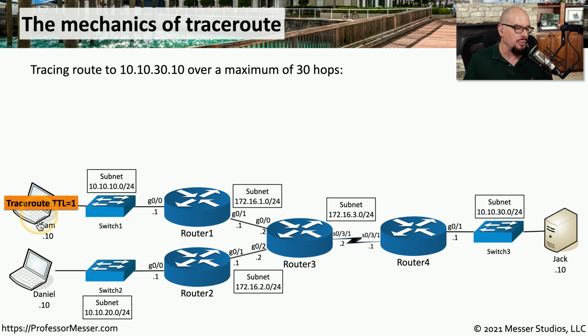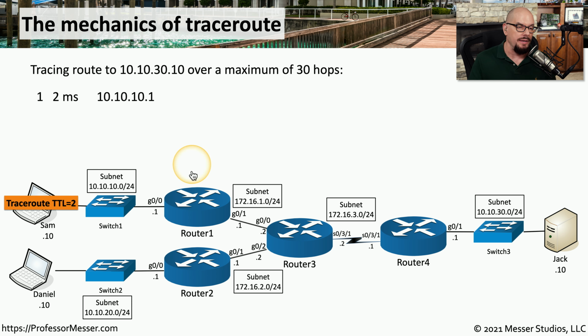The first thing that Sam's workstation does is set a traceroute with the time to live equal to 1. That means as this packet goes out to the first router, that router decreases the time to live by 1, therefore exceeding the time to live. When time to live hits 0, it sends back a message saying the TTL has been exceeded. Sam makes a note that it has received a TTL exceeded from this router and puts a note that 2 milliseconds of response time it received the first route of 10.10.10.1, which is the IP address of this router 1.